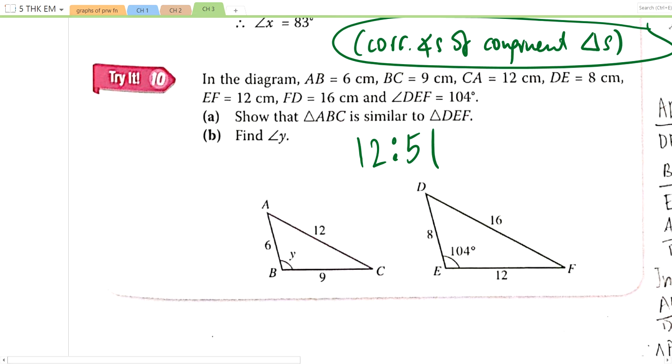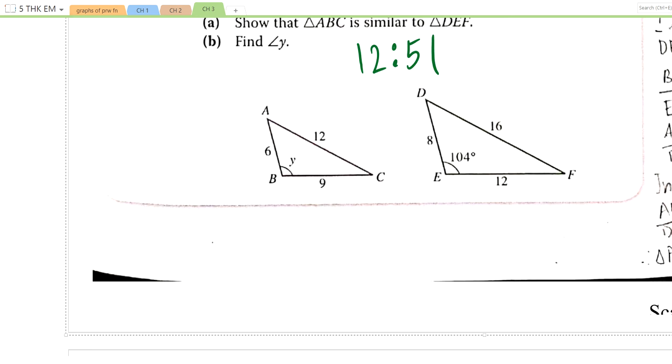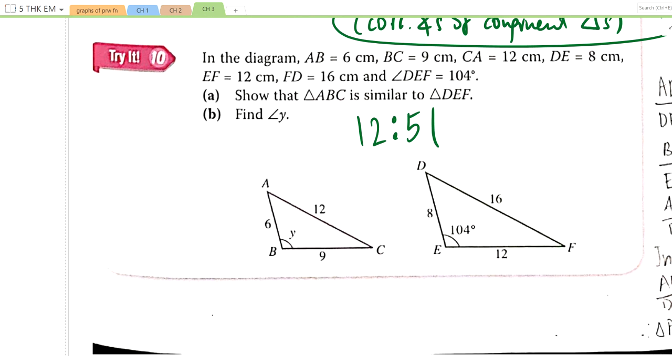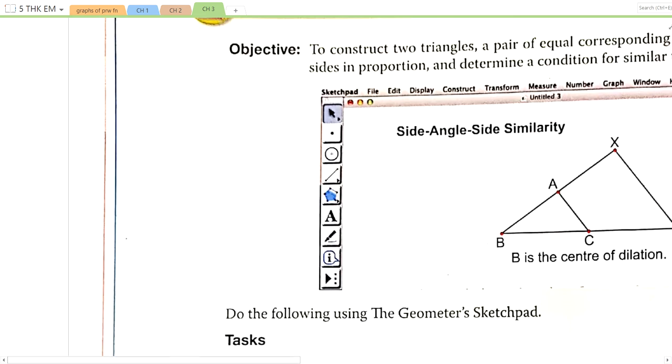We see that there is a possibility of getting either 3 over 4 or 4 over 3, depending on which side divided by which side, whether it's from the bigger triangle on top or the smaller triangle on top. Zulu, are you okay? Do you need me to show you the working for Try it 10? No? Okay. Angle Y, what is it? 104. What is the reason? Corresponding angles of similar triangles.